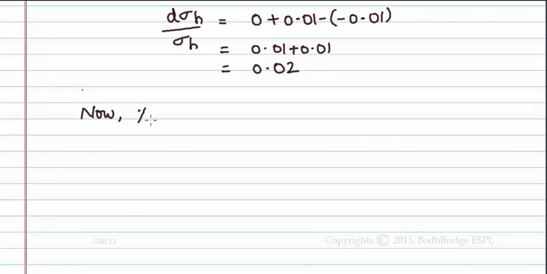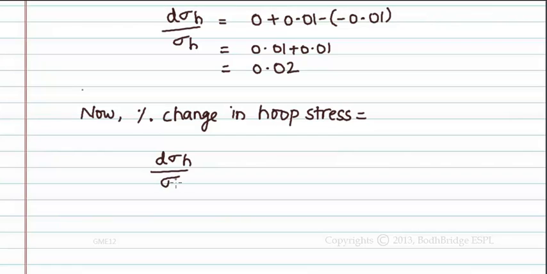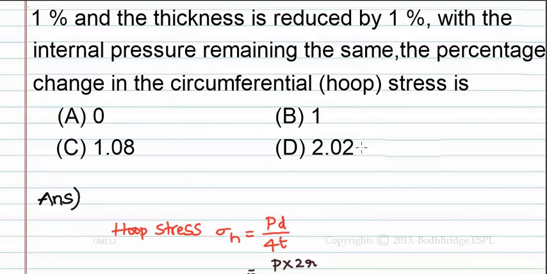Now the percentage change in hoop stress is equal to d sigma h by sigma h into 100, which is equal to 0.02 into 100, that is equal to 2%. So the correct option is option D, 2.02%.